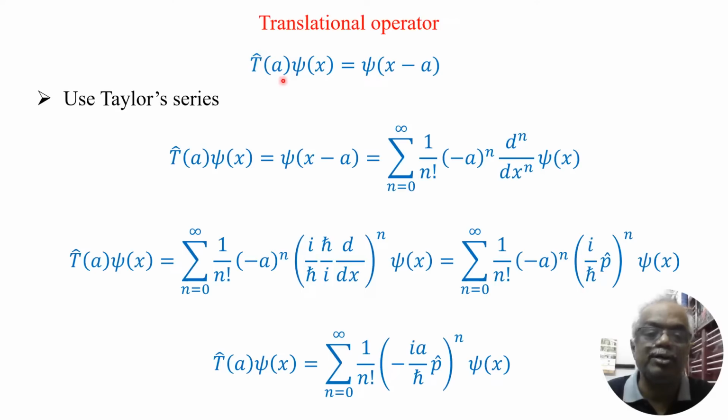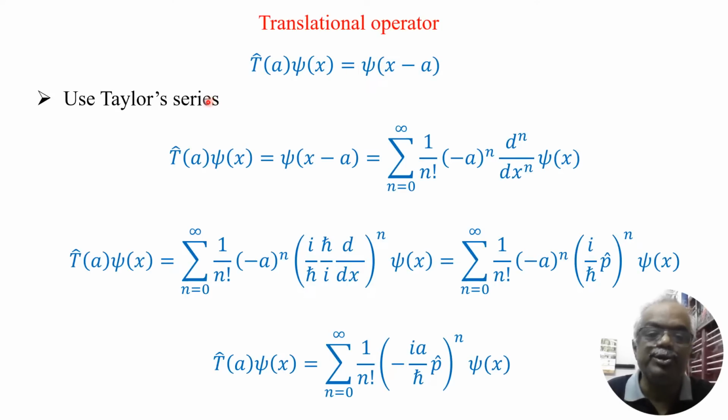T hat, which is a function of a, is a translational operator. When it acts on psi of x, that is the wave function psi, it will shift the wave function by an amount a. That is, psi will become psi of x minus a. This is somewhat shifting. It will shift the wave function position from the origin to the right or left.